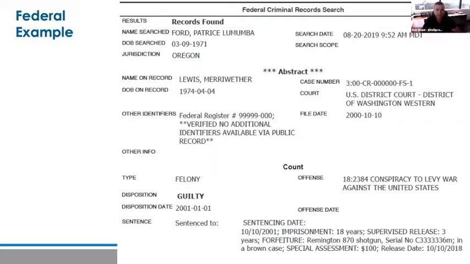But if you look at this, look at the count, under count offense: conspiracy to levy war against the United States. This is a real court record that came onto our system. Now, granted, the disposition date was back in 2001. It looks like the file date was October of 2000. But this was right before 9/11, when there was a lot of stuff going on and a lot of issues. But conspiracy to levy war against the United States, that's pretty crazy.